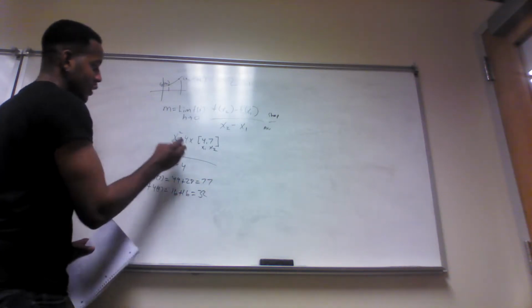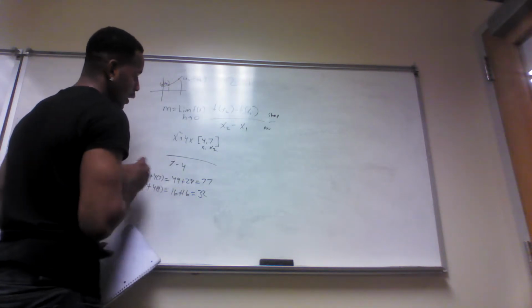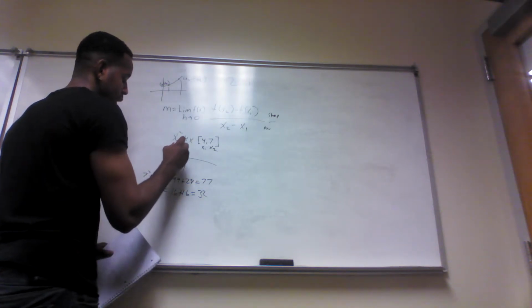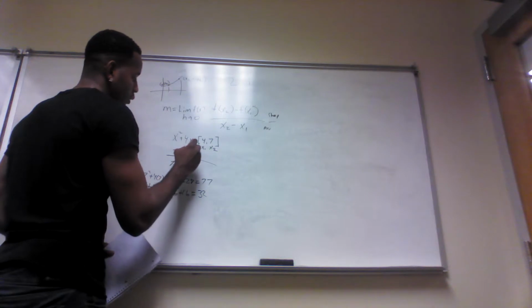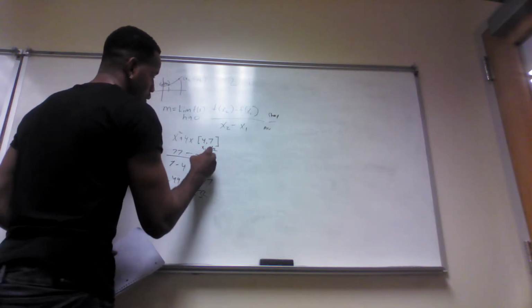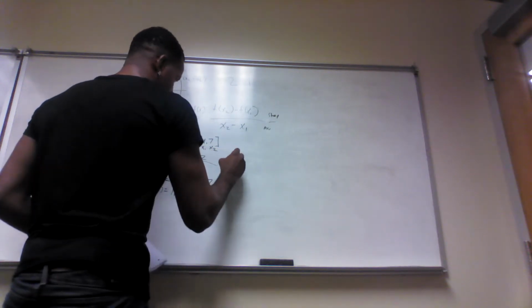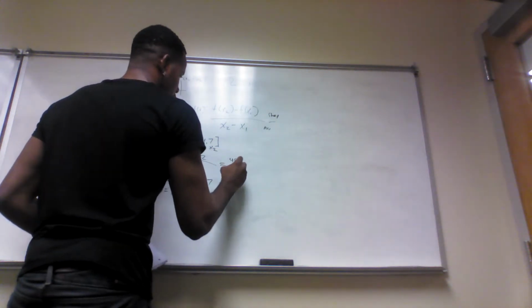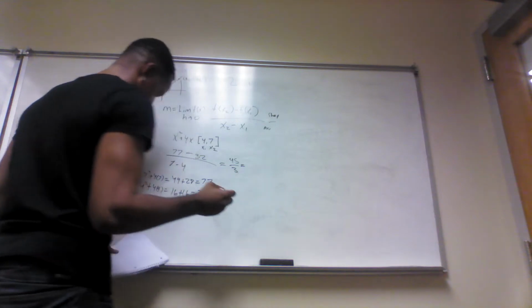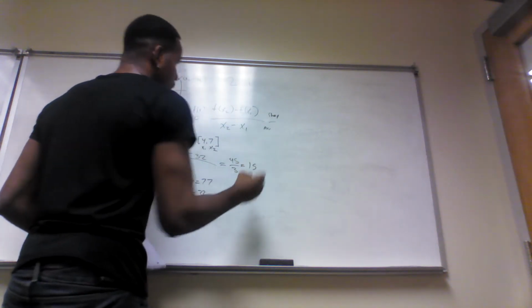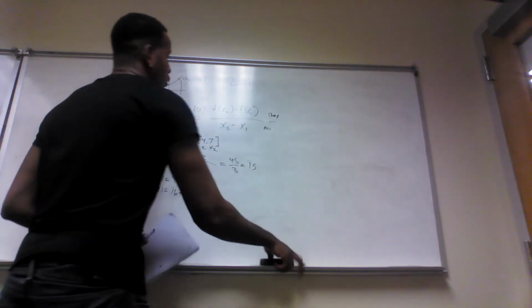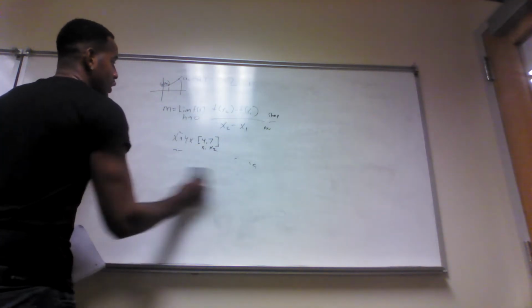So now we know what the difference is on top. It's going to be 77 minus 32, which is going to give us 45 over 3, or just 15. So now we know the equation for the secant line. Let's find one for the tangent line.